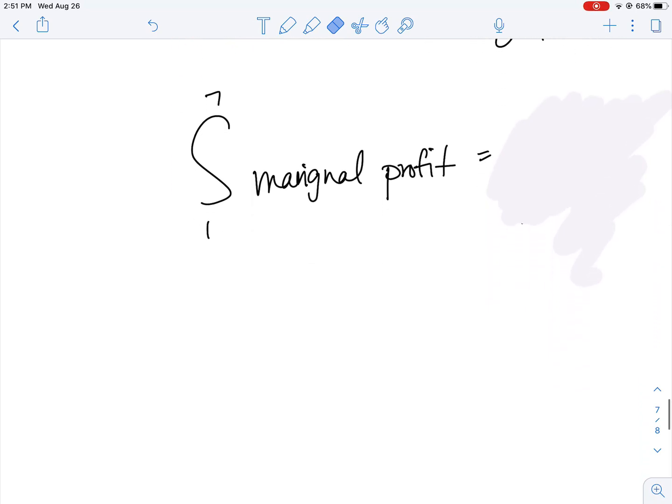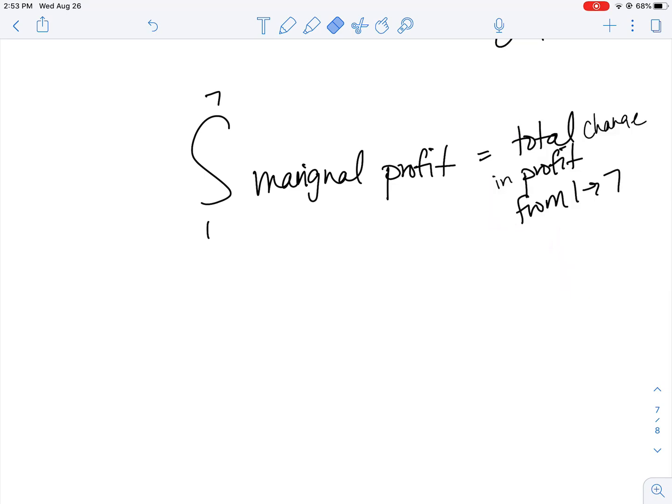So then what would your answer mean if you were integrating the marginal profit from 1 to 7? Remember, marginal profit is really the derivative of profit. So if you're integrating, you're finding the antiderivative, which is really the actual profit. But it's the profit change from 1 to 7. So you're finding the total change in profit from 1 to 7.